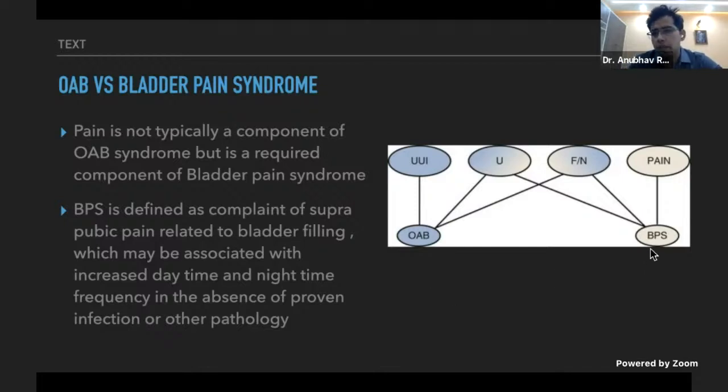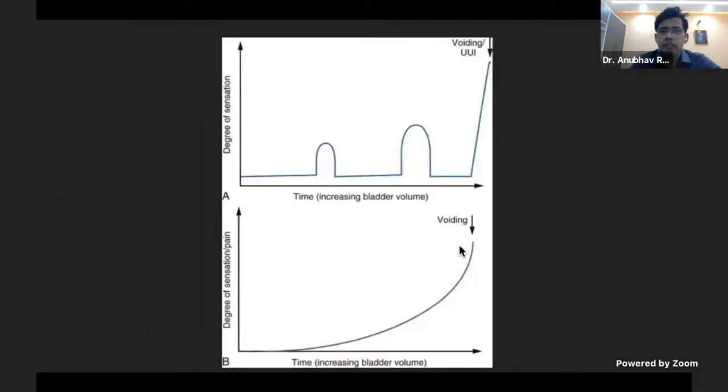So in this diagram, you can see this will make it a little clear. BPS stands for bladder pain syndrome. The patient may have predominantly pain. He may have frequency and nocturia, and few patients may also have urgency. Whereas in overactive bladder, the main criterion is urgency. The patient may have urgency urinary incontinence and he or she may have frequency, but usually pain is not associated with OAB.